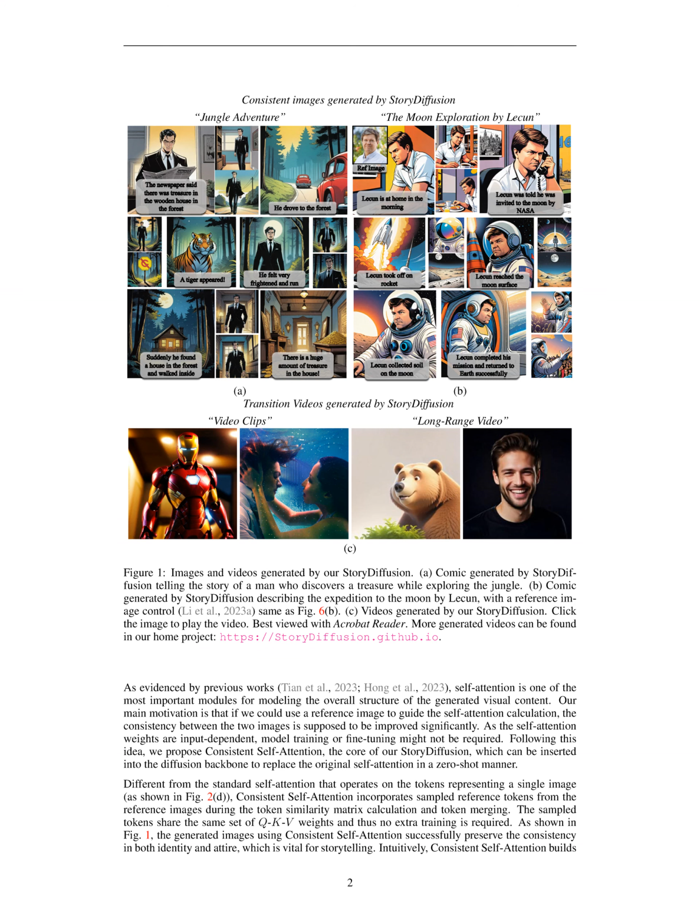By building correlations across images within a batch, consistent self-attention promotes the convergence of characters, faces, and attires during the generation process, leading to highly consistent images that effectively narrate a story. Additionally, the consistent self-attention module facilitates interactions among features of different images, enhancing the overall consistency and quality of the generated content.